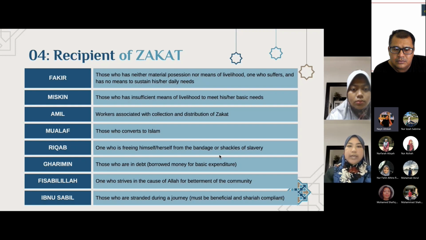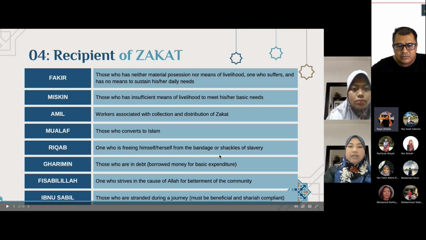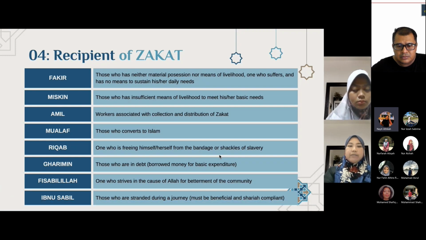Garimin is one who is in debt and requires assistance to meet basic needs such as utility bills and conservancy charge. Next is Fisabilillah, which is one who strives in the cause of Allah for betterment of the community. And lastly is Ibn Sabil. Ibn Sabil means those who are stranded during a journey. However, it must be beneficial and Sharia compliant.